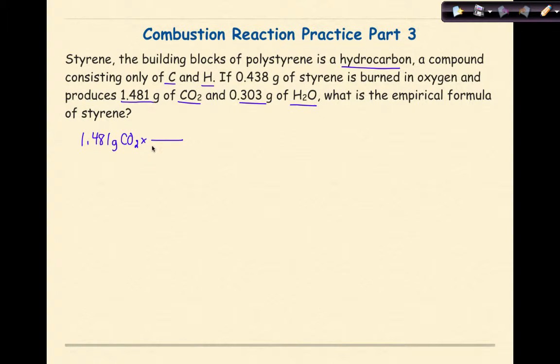So the gram formula mass of carbon dioxide is 44 grams of CO2 is equal to 1 mole of CO2. The next step is to get from 1 mole of CO2 to 1 mole of carbon, because ultimately we just want the mass of carbon. So now that we get to 1 mole of carbon, we're going to go to the mass of carbon. So 1 mole of carbon is equal to 12 grams of carbon. And if we work this out, we find that our answer is 0.4039 grams of carbon. Fantastic.